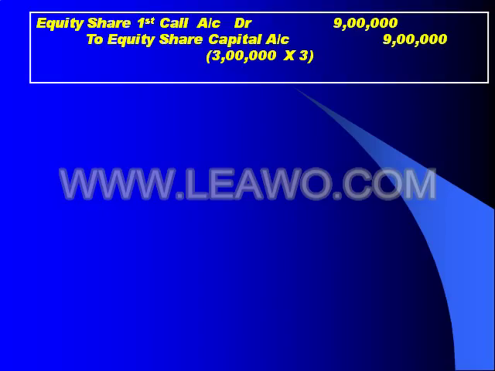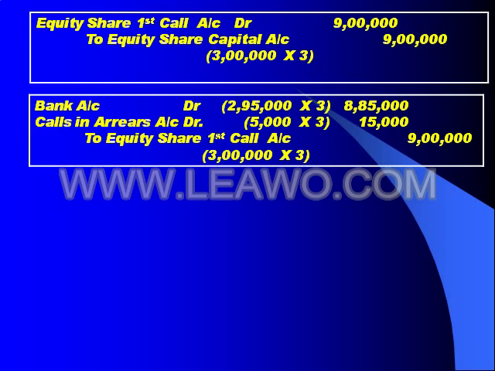Then first call money will be due at the rate of 3 rupees per share on 3 lakh shares. Equity share first call account debit 9 lakhs to equity share capital 9 lakhs. First call money is not received on 5,000 shares, and therefore we pass an entry bank account debit 2 lakhs 95,000 shares multiplied by 3, that is 8 lakhs 85,000. Calls in arrears account debit 5,000 multiplied by 3, 15,000, to equity share first call 3 lakhs multiplied by 3, that is 9 lakhs. Here you must have observed that the money that is not received, or calls in arrears, is transferred to a separate account.